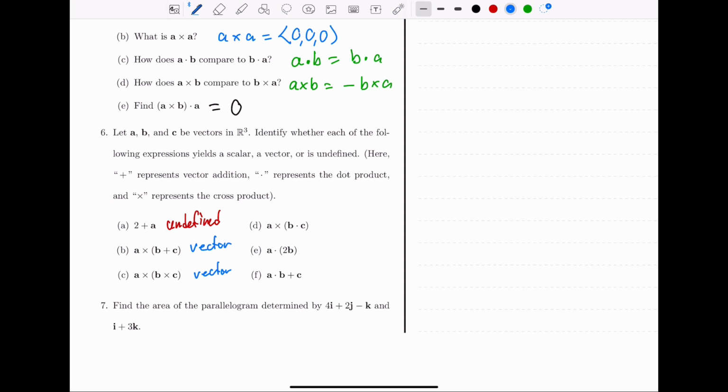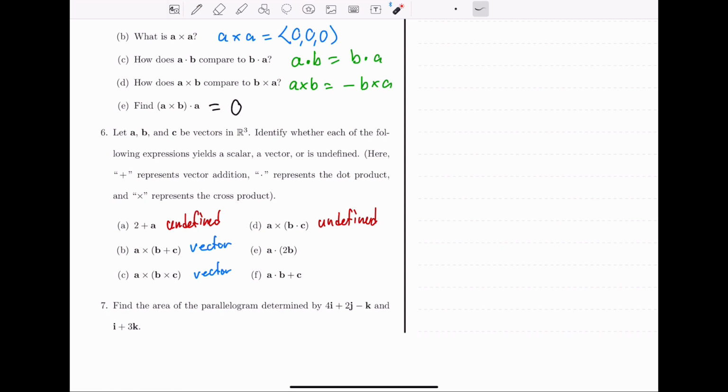Look at part D. Once again, take a look at the parentheses first. B dot C, that's a dot product. We can dot two vectors together, so this is fine. B dot C, that's a valid operation. But the result here would be a scalar. And we're trying to take a vector and cross it with a scalar. We can't do that. We can only cross a vector with a vector. So part D, this is undefined.